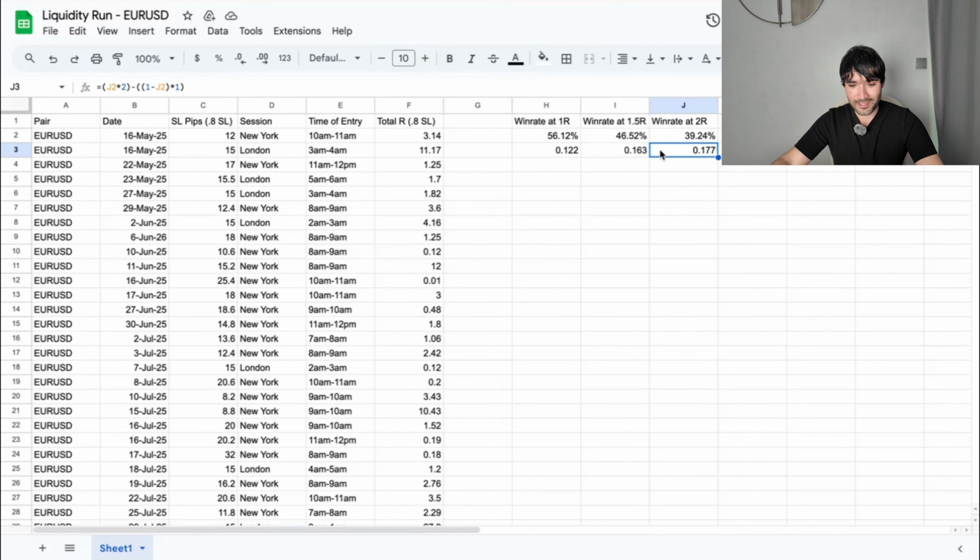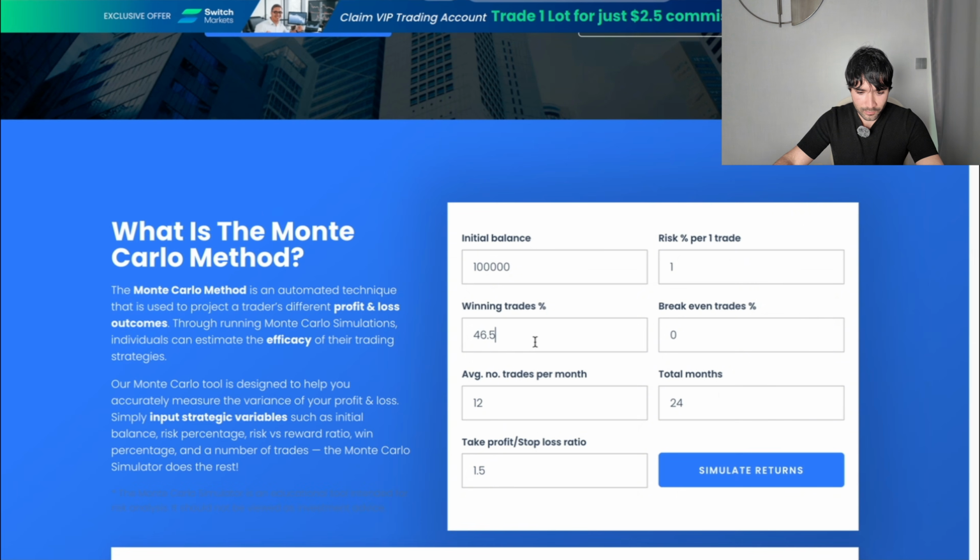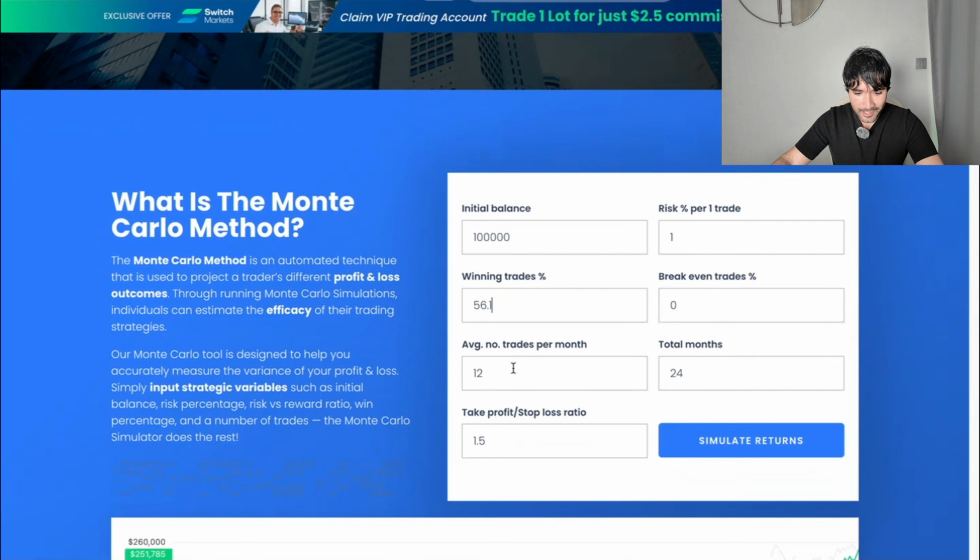And this number here might stand out to you guys, but of course with a lower win rate, we're going to experience more drawdown, which does affect how the account compounds. And we're going to see this on the Monte Carlo simulator. So what we'll start off doing is playing with the numbers at 1R. So we'll come here and we'll denote a 56.1% win rate. And keep in mind, we're taking about 12 trades a month, and the take profit stop loss is going to be about 1 R. And we'll run the simulation for 12 months.